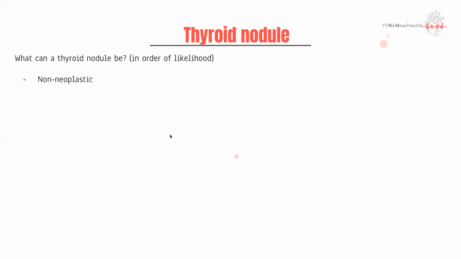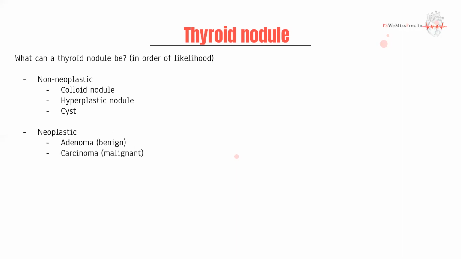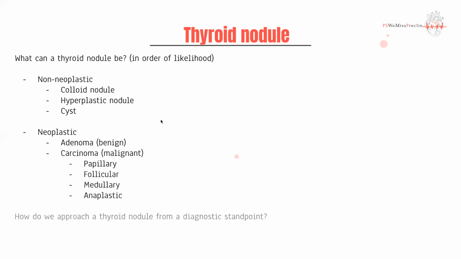So what can a thyroid nodule be? Most thyroid nodules are non-neoplastic, which is reassuring. It could just be a simple colloid nodule, a hyperplastic nodule, a cyst, but then there are some neoplastic things that we worry about. It could be a benign adenoma, which is still a growth. It can be a carcinoma that is malignant. And the types of carcinomas that you, in my opinion, should know are papillary, follicular, medullary, and anaplastic. And we'll talk about each one of them in a bit.